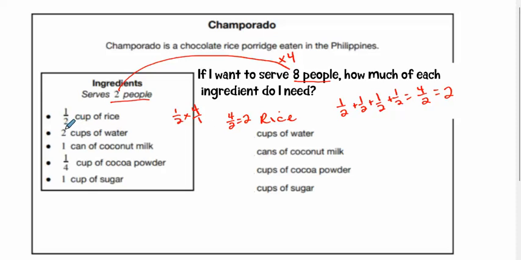Okay, all right, multiply every ingredient by 4. So this times 4 would give me 8. This times 4 would give me 4. A fourth times 4, so if you have 4 fourths, that just equals 1. And then 1 cup of sugar times the 4 recipes, that's 4 again. Okay.